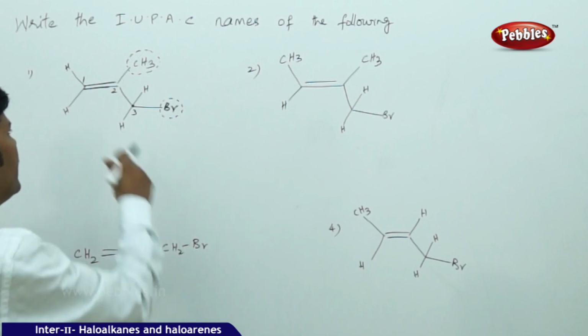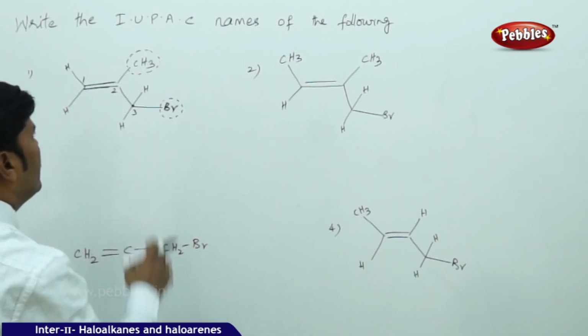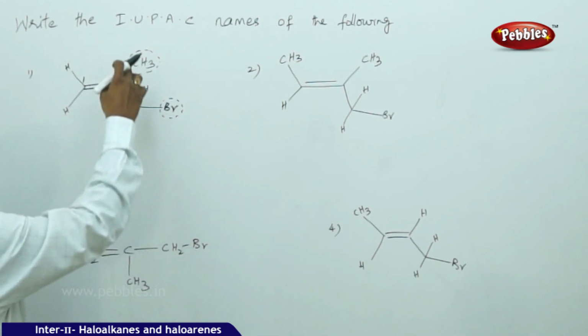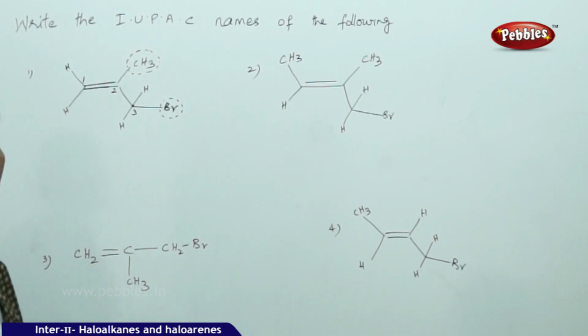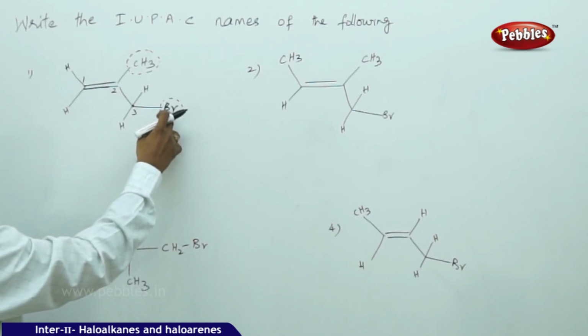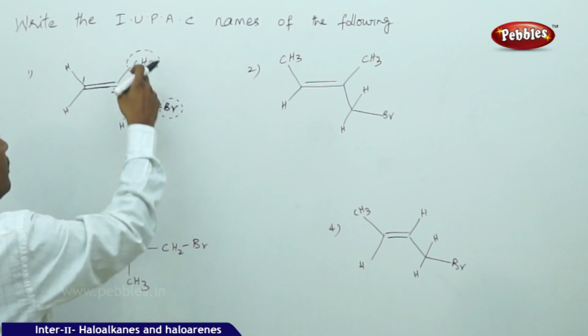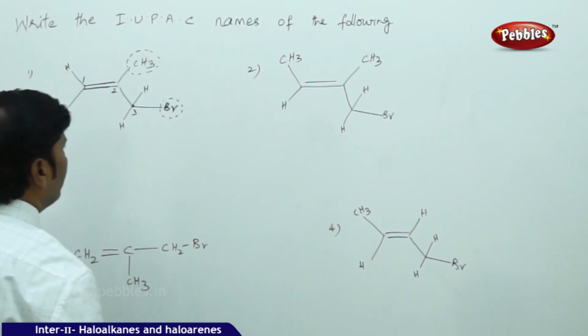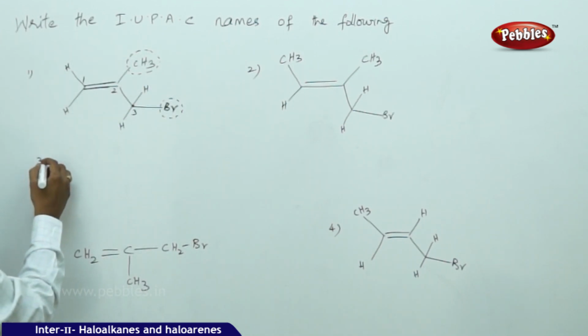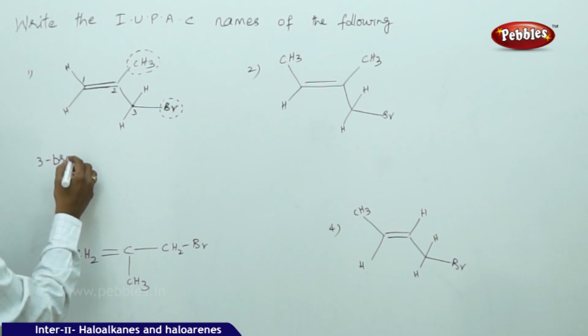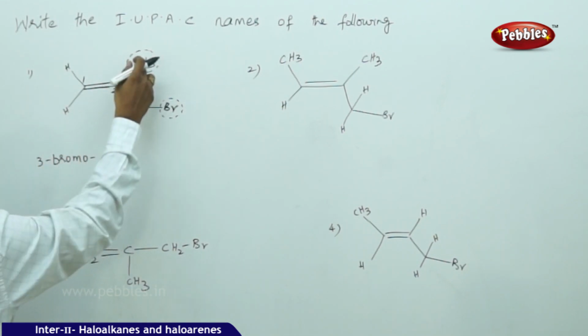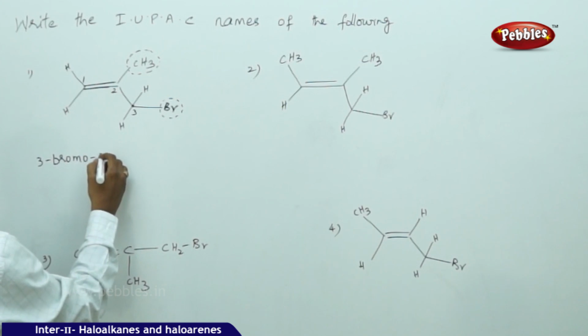When you are selecting the longest chain, first you have to highlight the substituents, and among the substituents you have to follow the alphabetical order. This is the bromo group and this is the methyl group. Bromo B, methyl M. So first give preference to the bromo group. I'll say this as 3 bromo. Then on the second position the methyl group is also present, so I'll take it as 2 methyl.